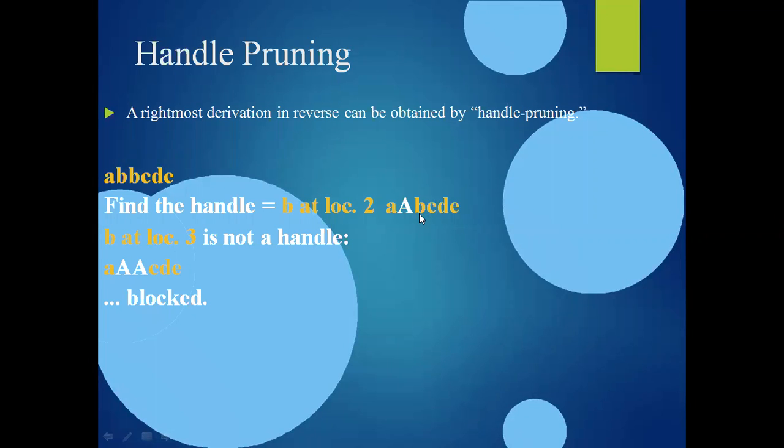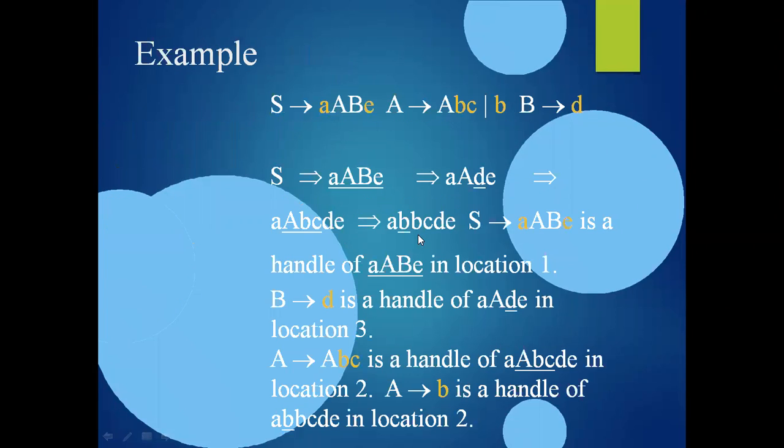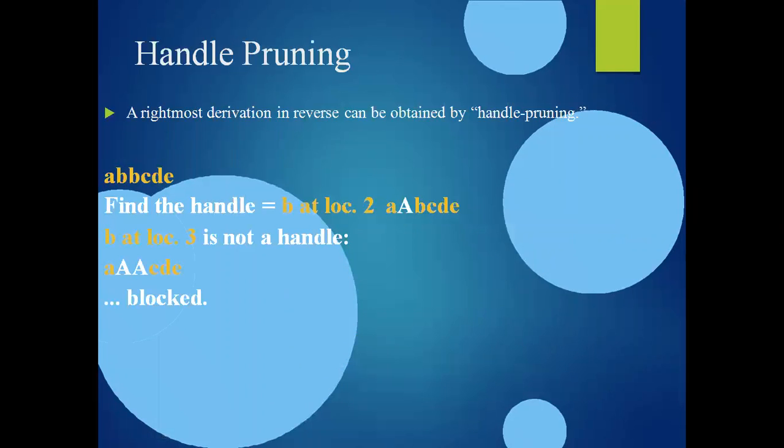Why? Because if you replace the capital A variable here in the place of this terminal, then no production rules in the given grammar are suitable for this to generate the starting symbol of the given grammar. So it was blocked here. So here in handle pruning, we are also applying the rightmost derivation in reverse.